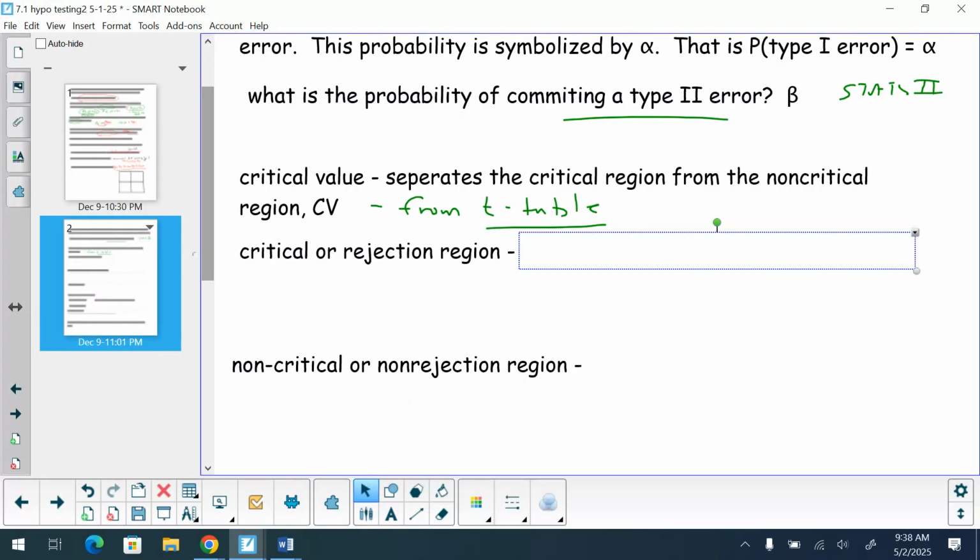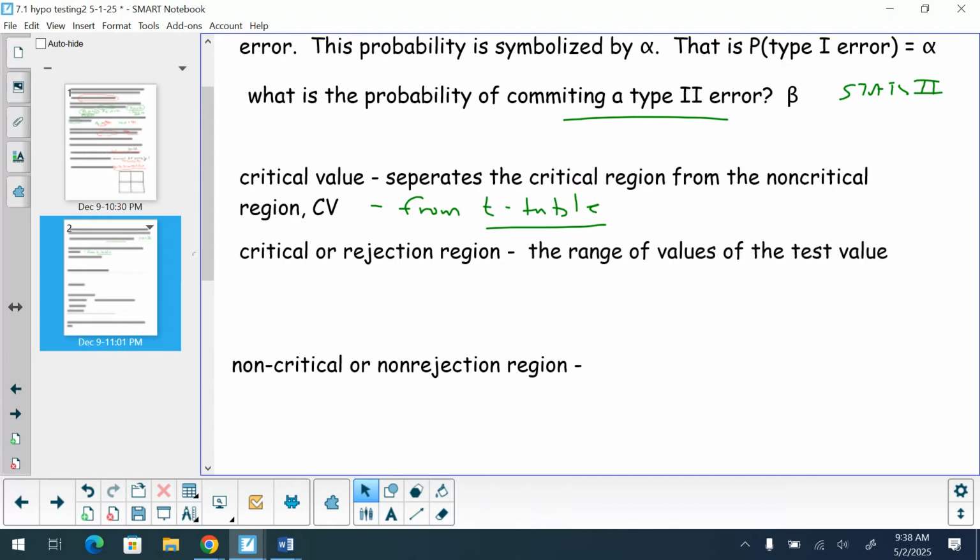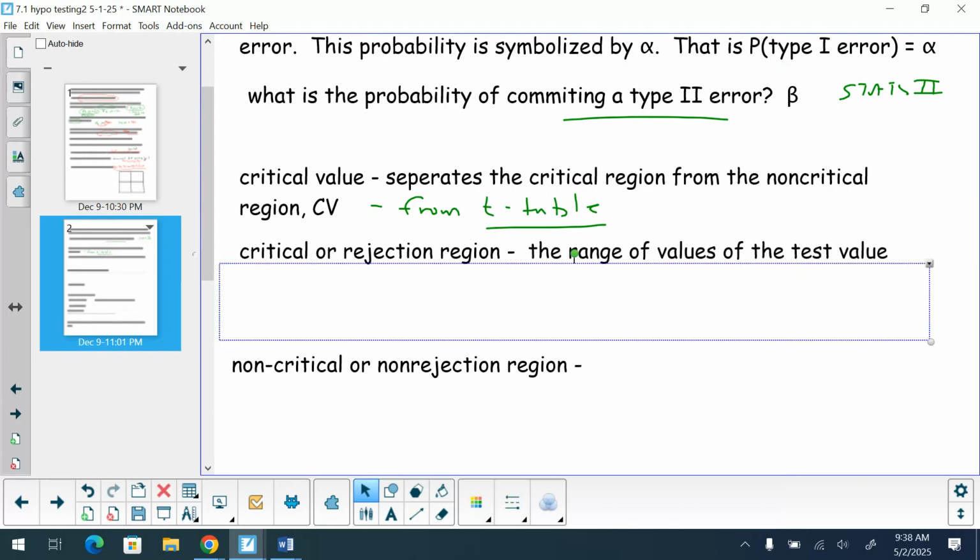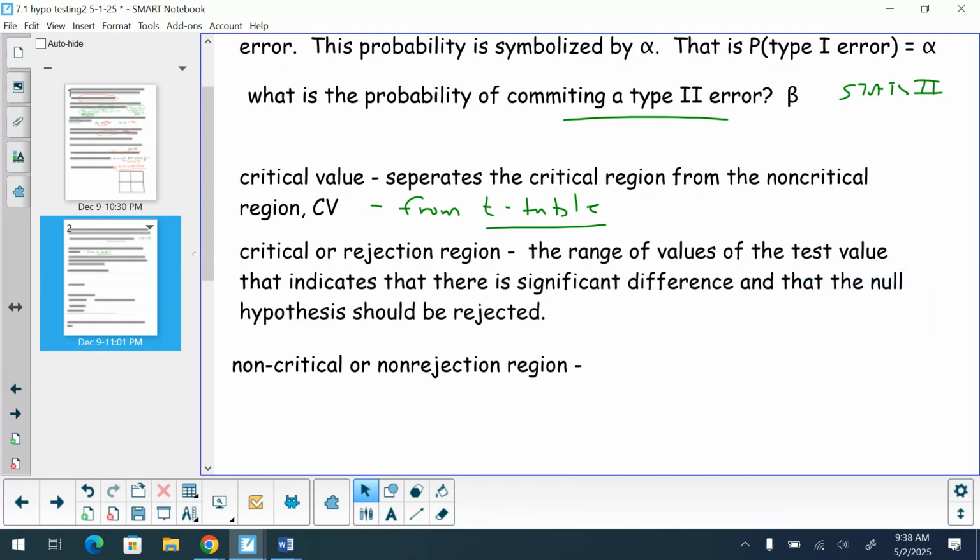We have a critical region or a rejection region. Once again, this will be all developed and looked at through a bell-shaped curve. It's a range of values of a test value that indicate there's a significant difference and that the null hypothesis should be rejected.